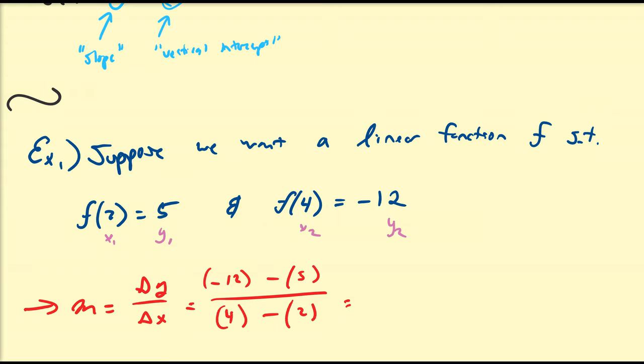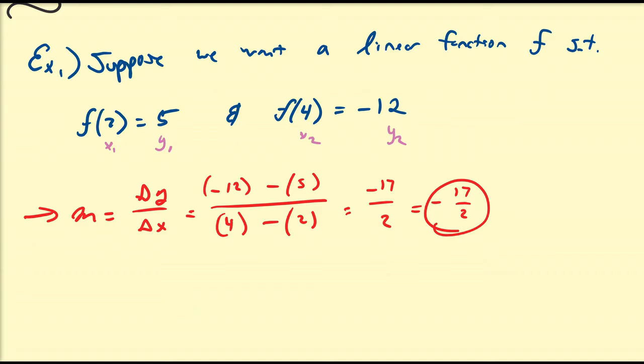So negative 12 minus 5 is going to be negative 17, and 4 minus 2 is going to be equal to 2. So the slope of our linear function is going to be negative 17 halves. Up to this stage, that means our linear function f is of the structure negative 17 halves x plus some constant b. So we need to figure out what this constant is equal to.